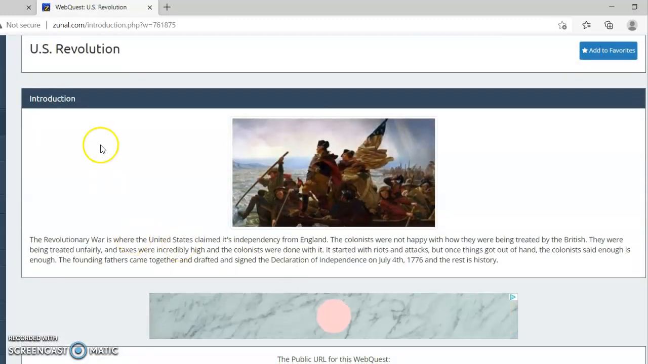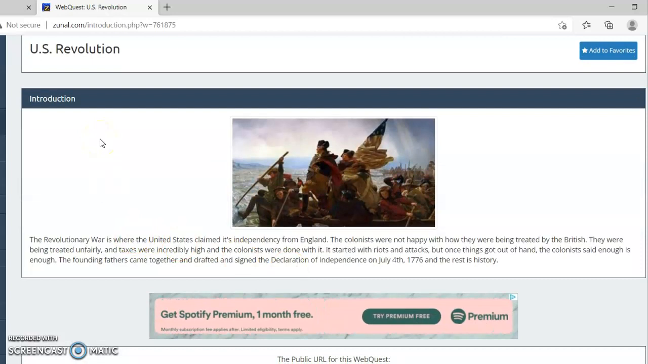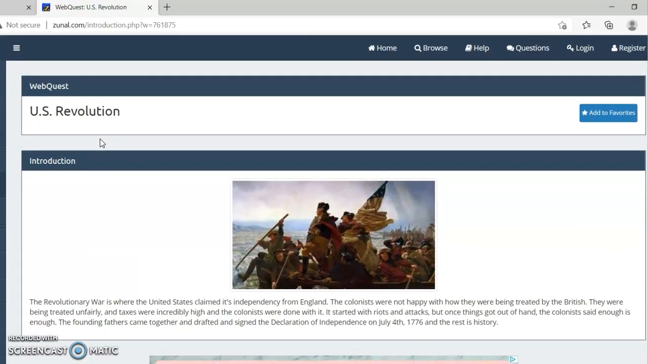So here's the little introduction. It's basically on the U.S. Revolutionary War, where the U.S. claimed independence from England. There were several battles, and our founding fathers came together and drafted and signed the Declaration of Independence, which is why we celebrate Independence Day.